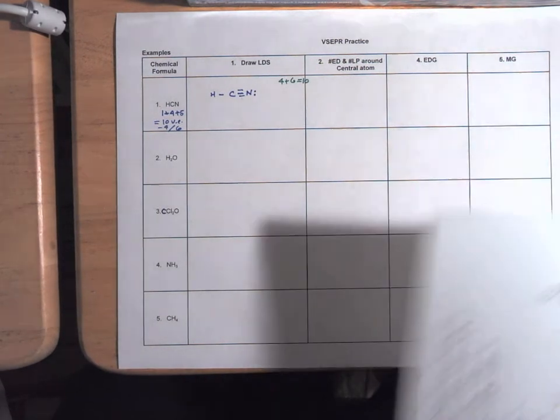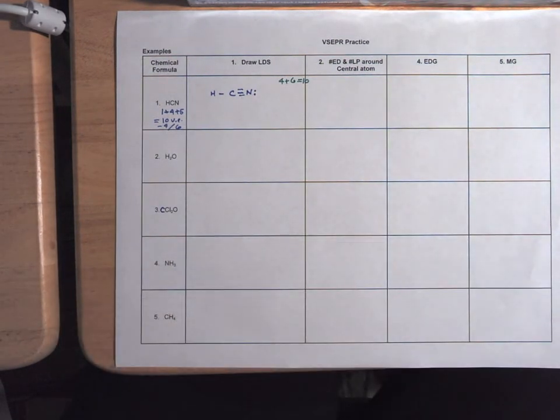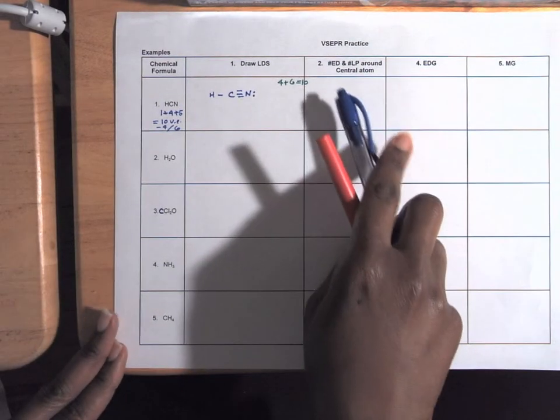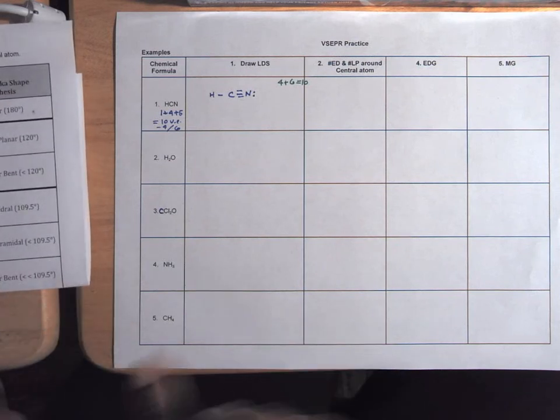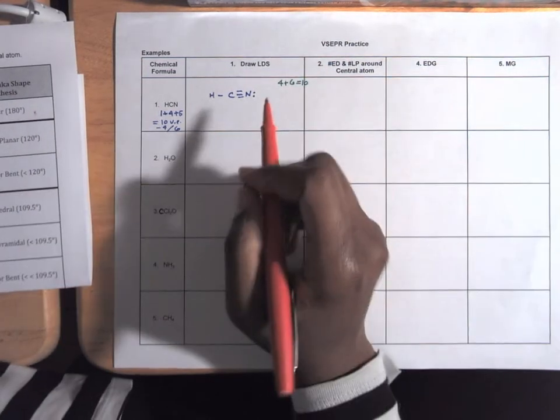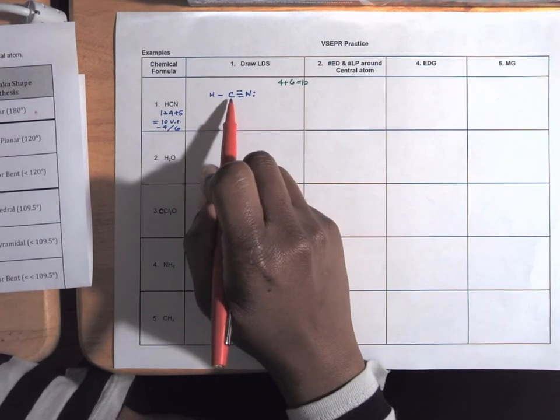All right, now step 2. We're going to now count the number of electron domains around the central atom, and the number of lone pairs. So we just focus on the central atom here. Carbon is that central atom.